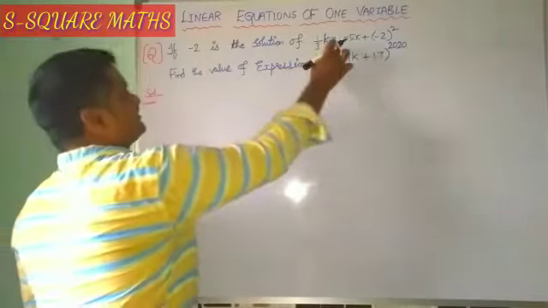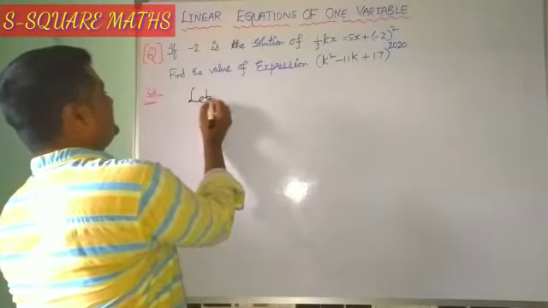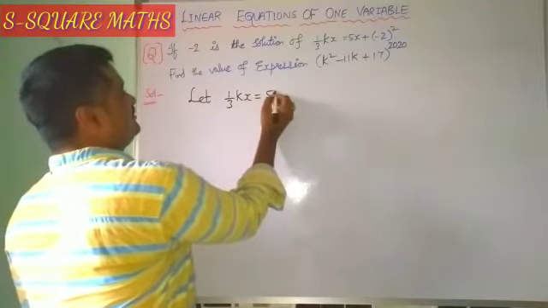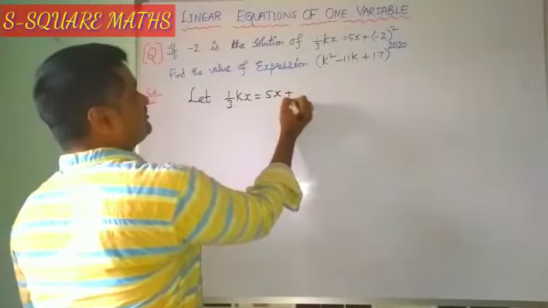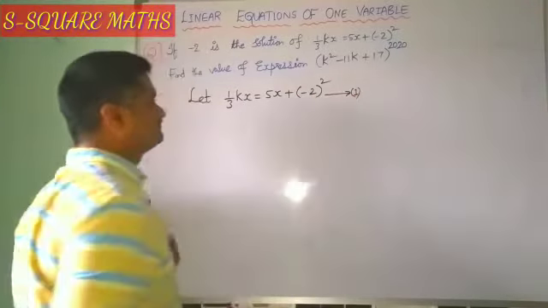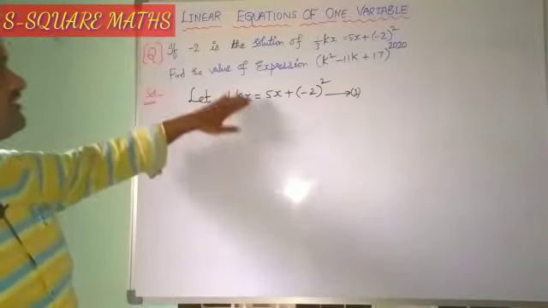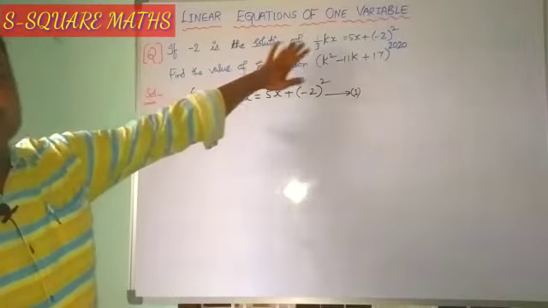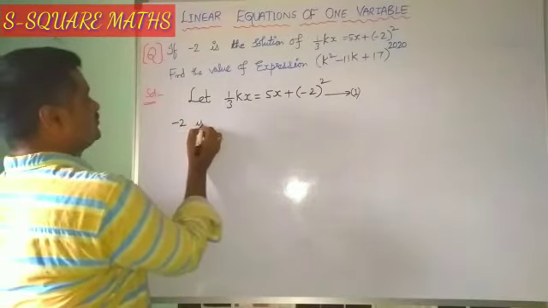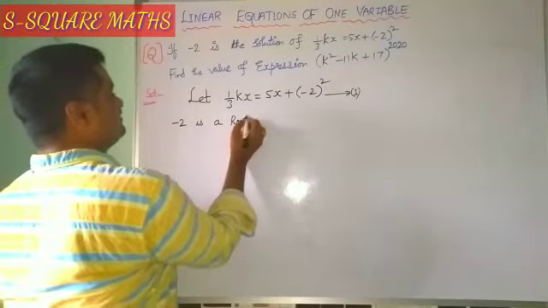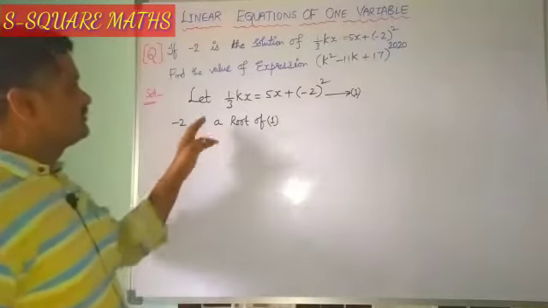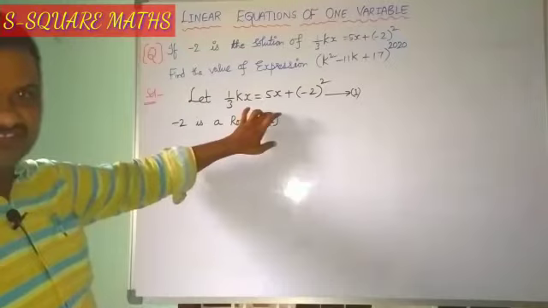So our given equation is this one. Let 1 by 3 kx is equal to 5x plus of minus 2 the whole square. Mark it as equation 1. So what is given for this equation? Minus 2 is the root or solution. So minus 2 is a root of equation 1. Okay, so minus 2 is the root of the first equation.